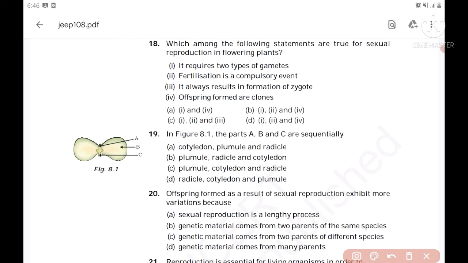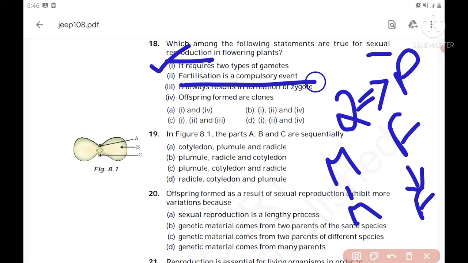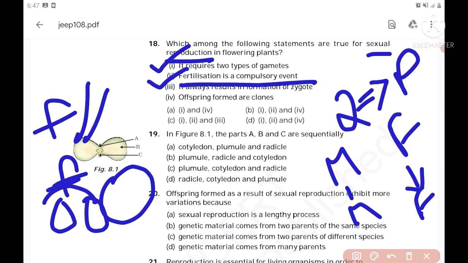In flowering plants, sexual reproduction means the involvement of two parents, one male and one female. In that case, obviously two gametes are involved, one male gamete and the other female gamete. It requires two types of gametes. Fertilization is a compulsory event. So you take a flower, then the fusion of male gamete and female gamete is called fertilization. I have repeated this many times. Everyone has to be clear with it. So in sexual reproduction, fertilization is a compulsory event. Then only you can have a fruit. So two is also true.